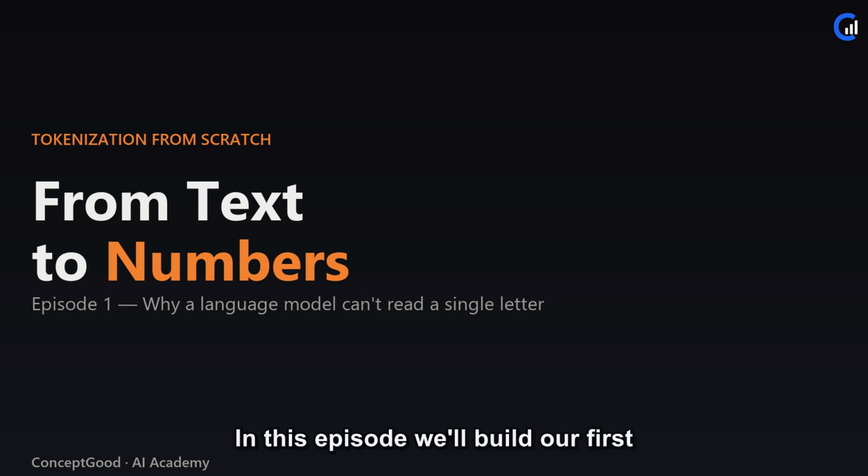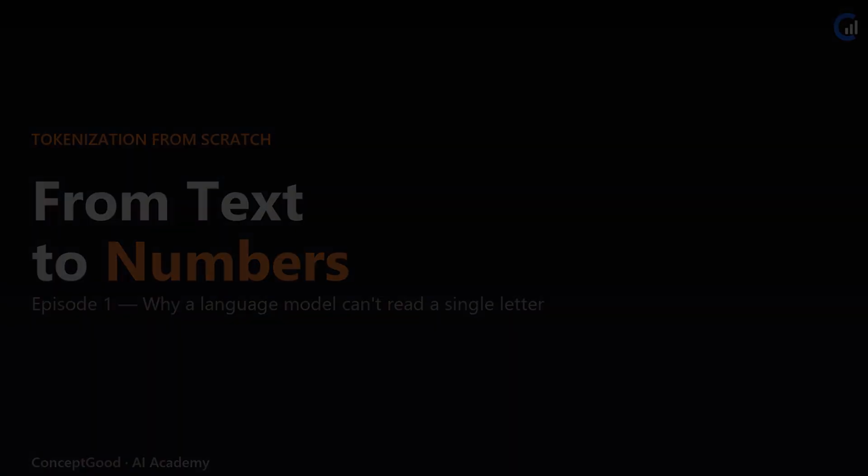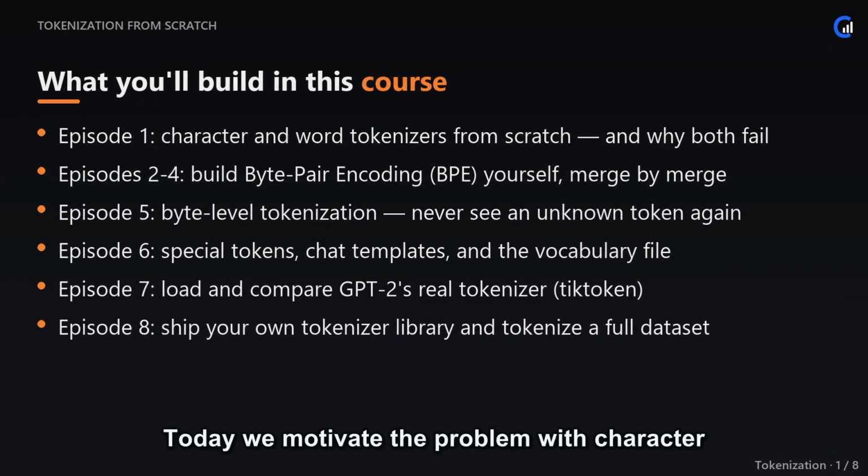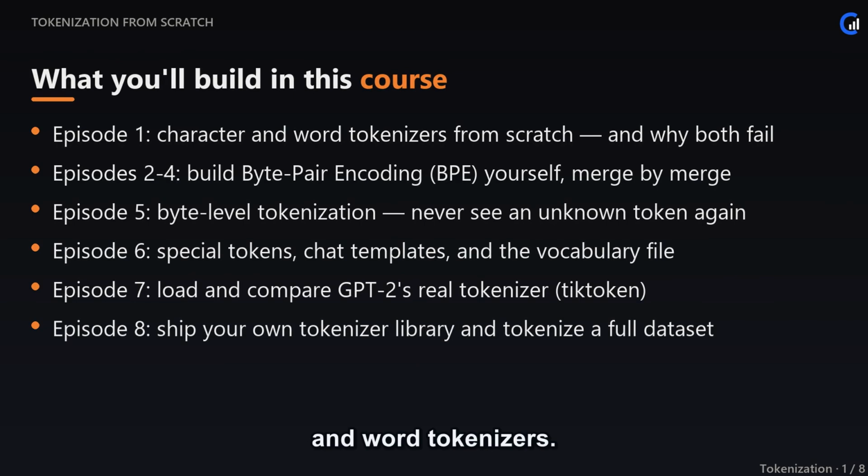In this episode, we'll build our first tokenizers by hand, in plain Python, and see exactly why the obvious approaches break. Here's the journey. Today we motivate the problem with character and word tokenizers. Then across the next few episodes, we build byte-pair encoding from scratch, one merge at a time. We add byte-level encoding so nothing is ever out of vocabulary, handle special tokens, compare against GPT-2's real tokenizer, and finally package our own library. By the end, you'll have written every line yourself.